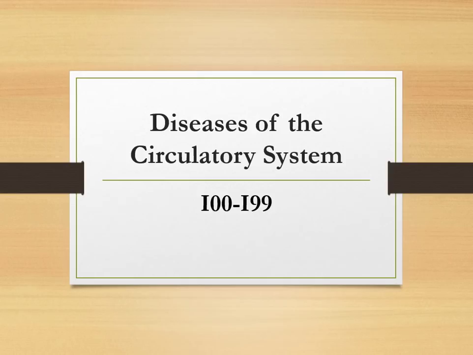Today we're going to be focused on Chapter 9, which are the diseases of the circulatory system, codes I00 through I99. I want to give a disclaimer before we begin. This section is pretty long, so it's not going to be 5 minutes, more like 20 to 25 minutes, because there's a lot of information that we need to cover.